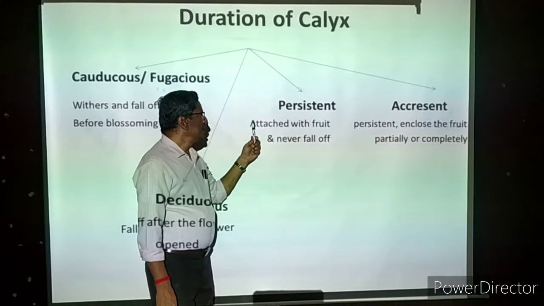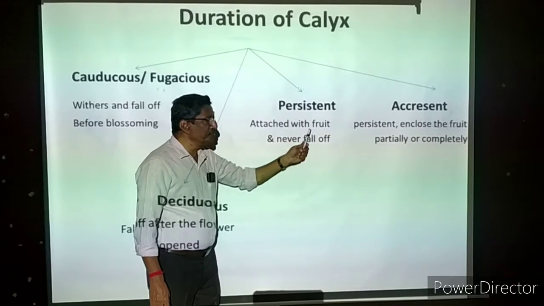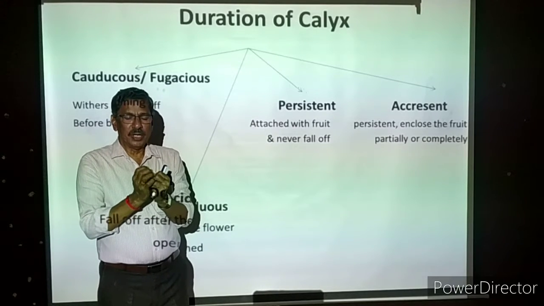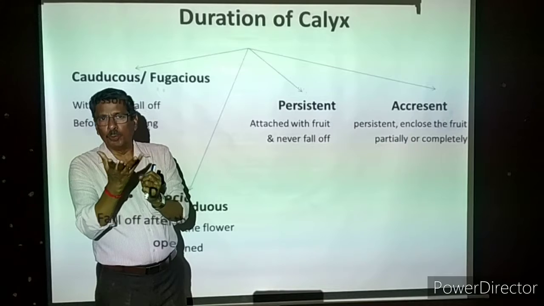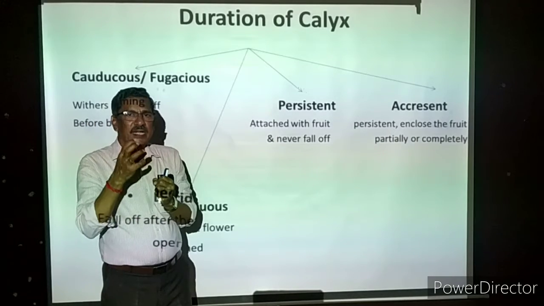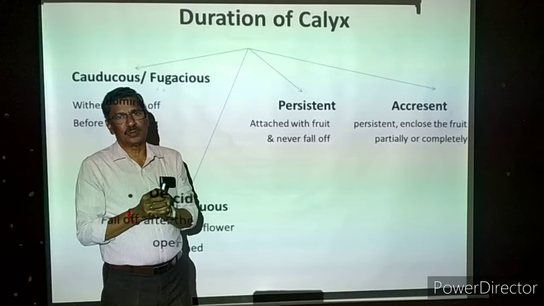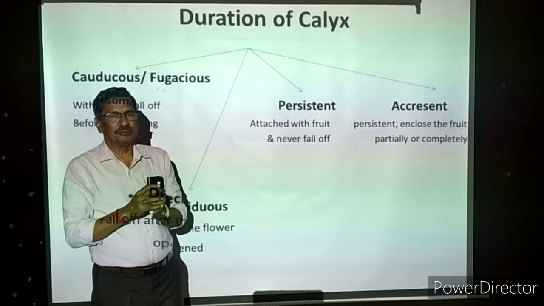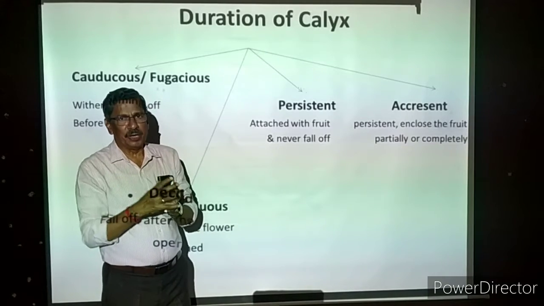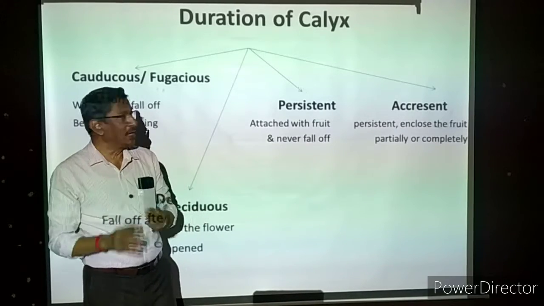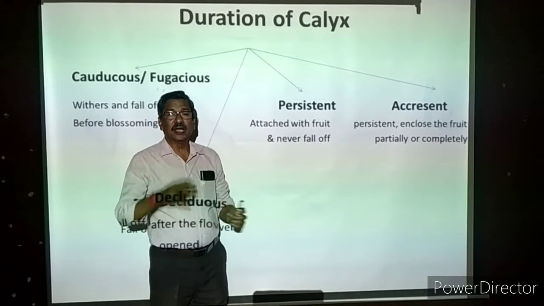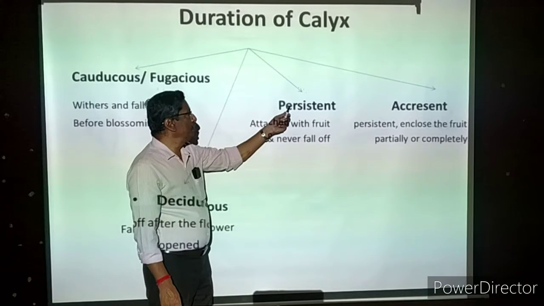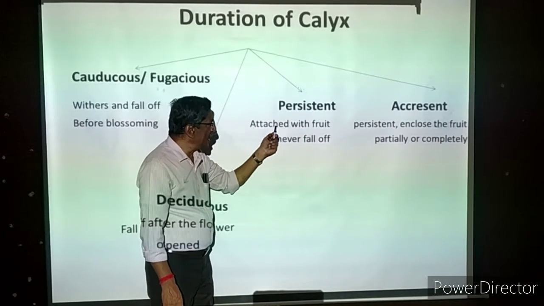Now what is a persistent calyx? We have to see. The calyx is attached with the fruit. In the flower bud condition, the sepals, the calyx, are there. Now the blossoming is over, the flower is open, and the calyx will be present. Then the flower will be developing into fruit. When the fruit is developed, all petals will fall off, all stamens will fall off. Even in the ovary, only the ovary develops into fruit. Style, stigma, everything will fall off, but the calyx will never fall off. The calyx is permanently existing along with the fruit. That is called a persistent calyx.